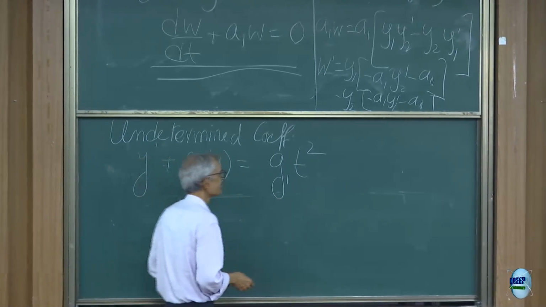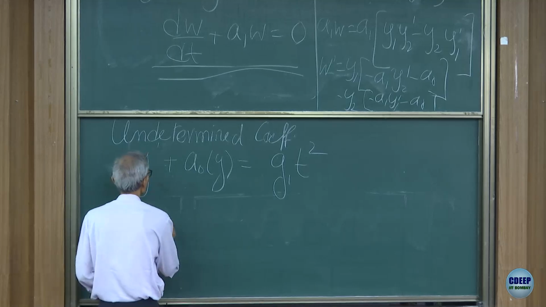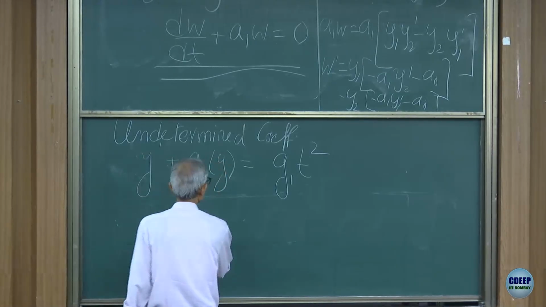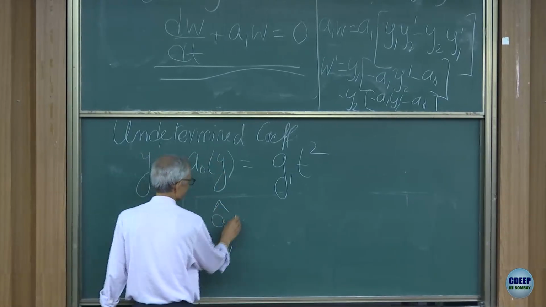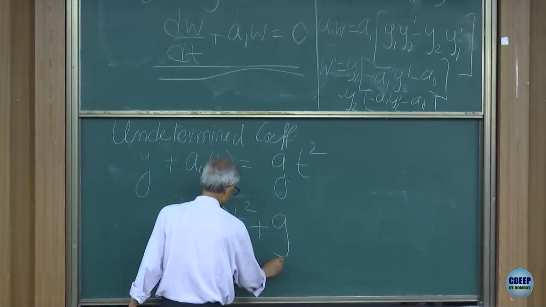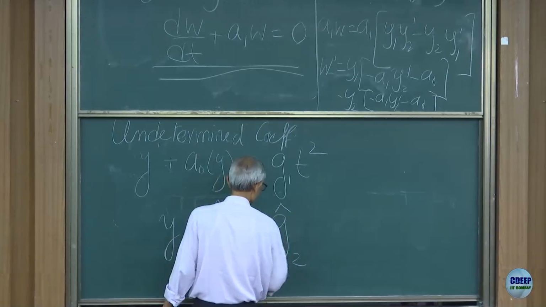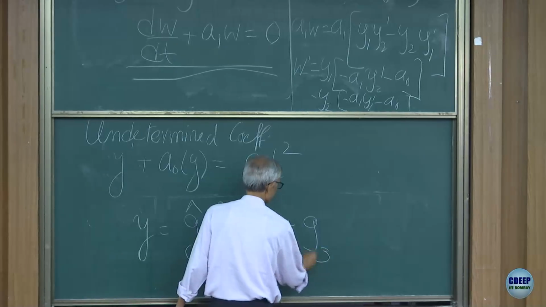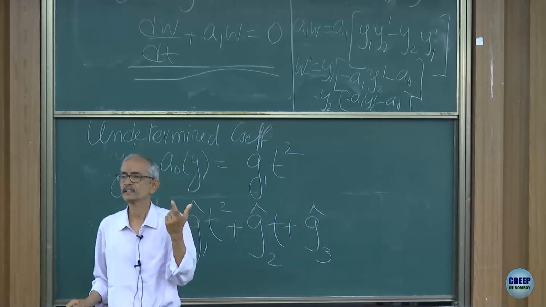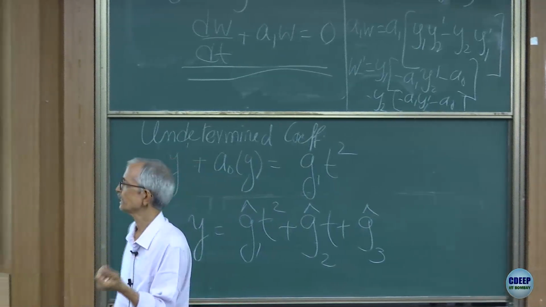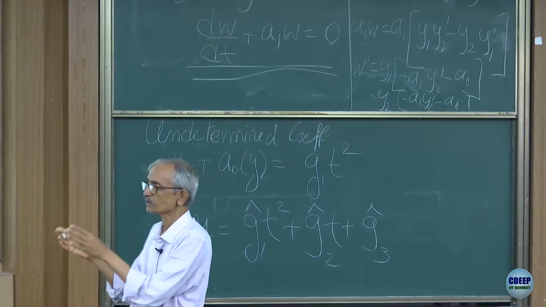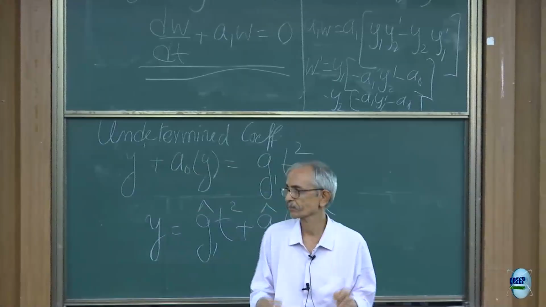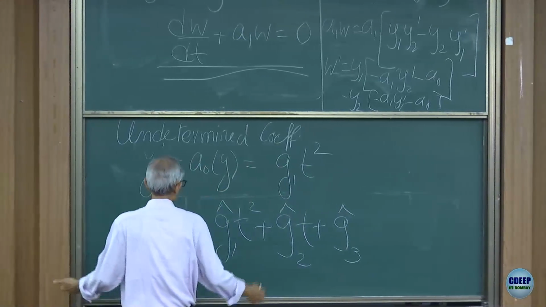So what we say is that this is the right hand side, and I hypothesize that my particular integral y is going to be equal to g1 hat times t square, g2 hat t plus g3 hat. This notation is crazy, but somehow I have used it. Okay. So the right hand side is a g which is known, and these g's with the hats on them are those so-called undetermined coefficients which we are trying to evaluate. Alright, so what's there to do?